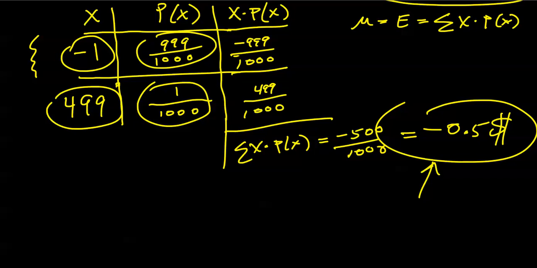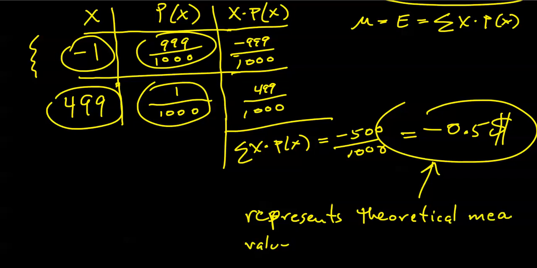So this negative $0.50 for the New York State daily number expectation represents a theoretical mean value for infinitely many plays of the game. Write that down: infinitely many plays of this daily number game. Alright, one more subtopic I want to talk about before we call it a day is unusual values.